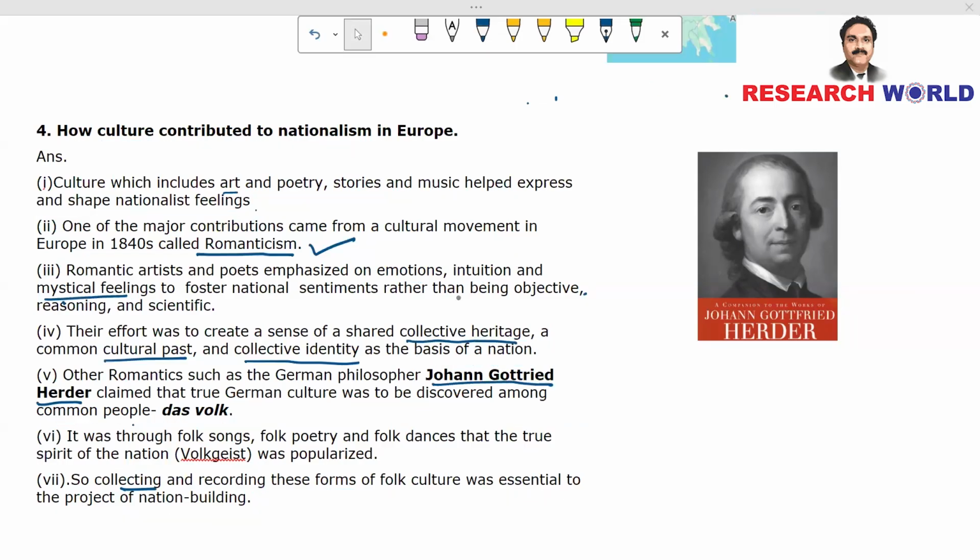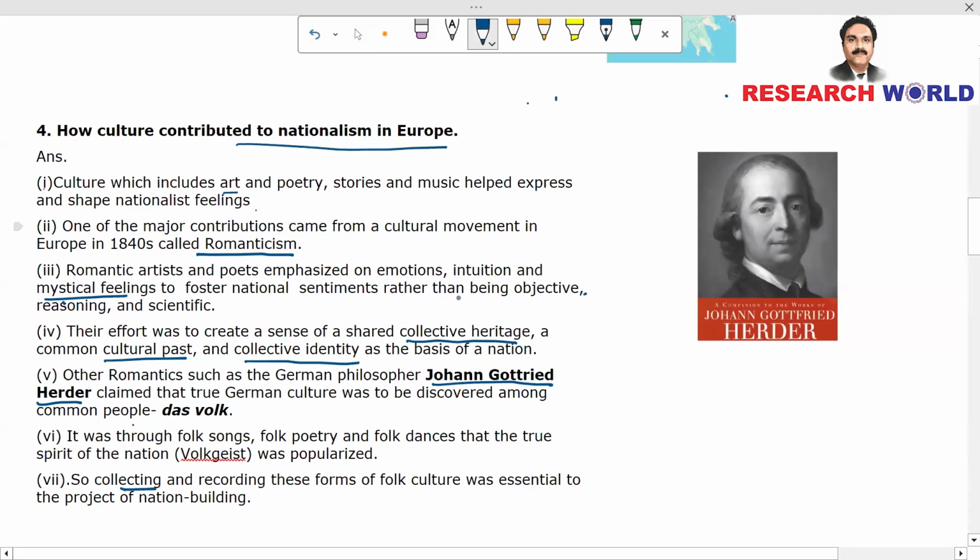So, to summarize, what are the key points? Point number one, Romanticism. How did culture contribute to nationalism in Europe? First of all, the contribution of Romanticism. Romanticism asked people to be emotional rather than objective or reasoning. Then, through emotion, they should find collective heritage, cultural past, and collective identity.